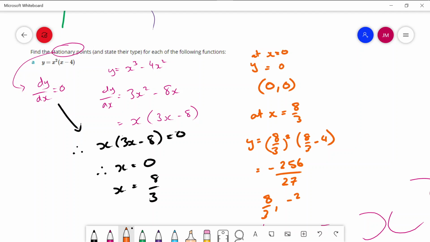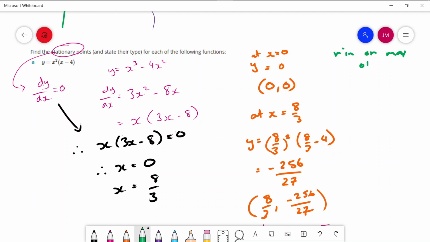So the last thing, we found our stationary points, there's only 2 of them. So we want to find, are they minimums or maximums? So min or max or point of inflection. If we know the values 0 and 8/3, we just have to pick a value to the left and the right of those. So we're going to find the derivative either side of them.